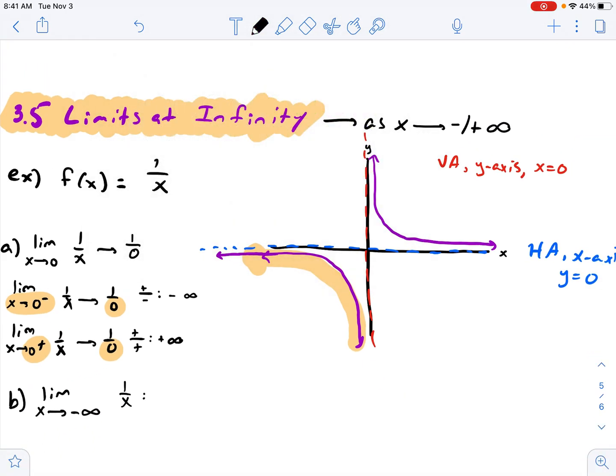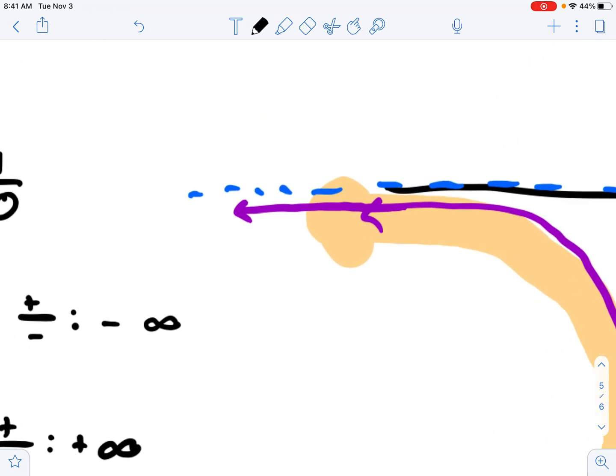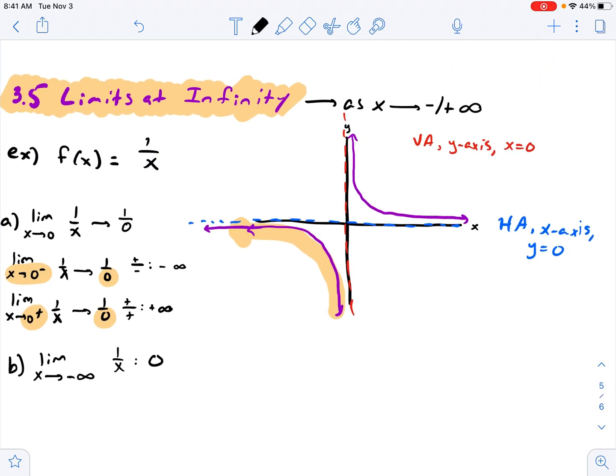What is that value going to get closer and closer to? Well, the y value of 0. So we can see that if we go way out to the left, that y value is just going to get closer and closer to 0 from underneath. And if we look at what happens as x goes way out to the right, we're looking at what happens as x goes to positive infinity.